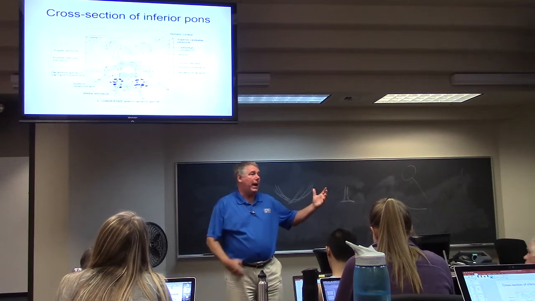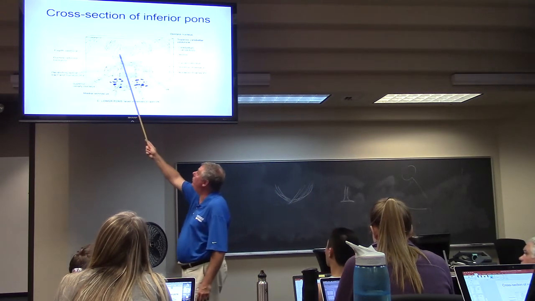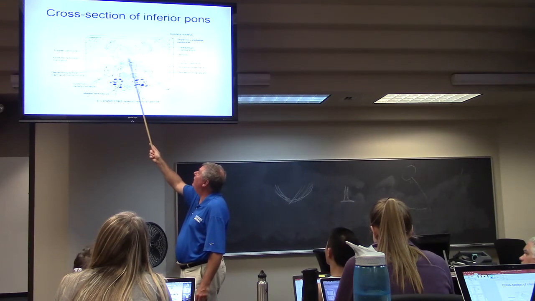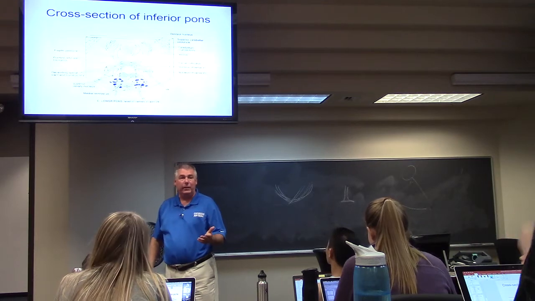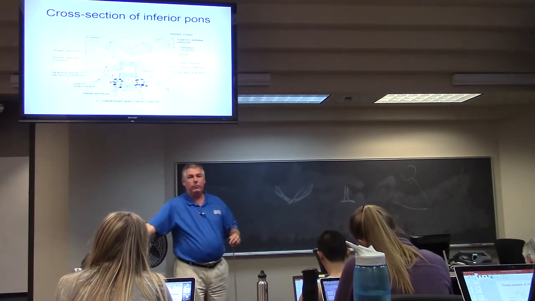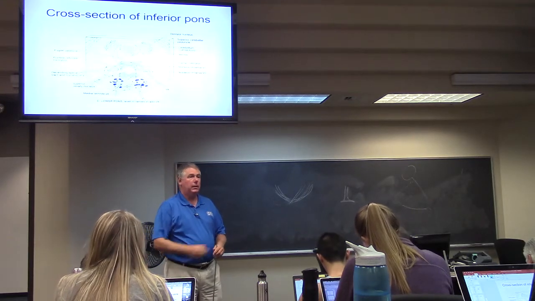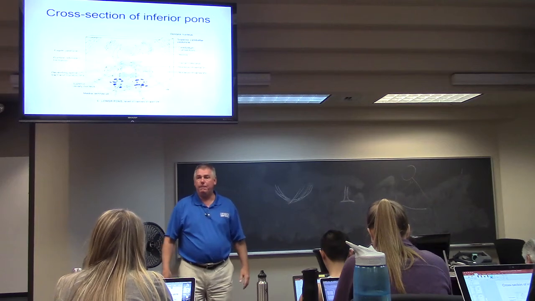If you look at the back of the 4th ventricle, there's the 4th ventricle right there. There's a bump. That bump is called the facial colliculus. It's caused by 7 nerves wrapping around 6. It's stupid, but that's the way it is. Okay?